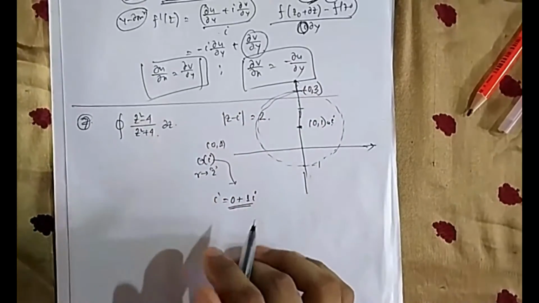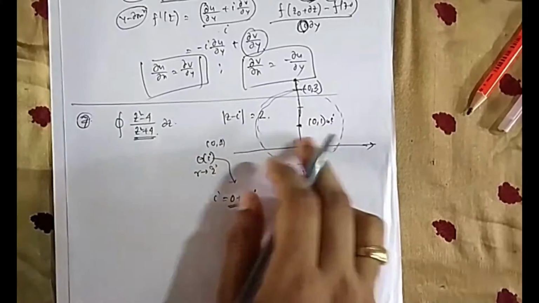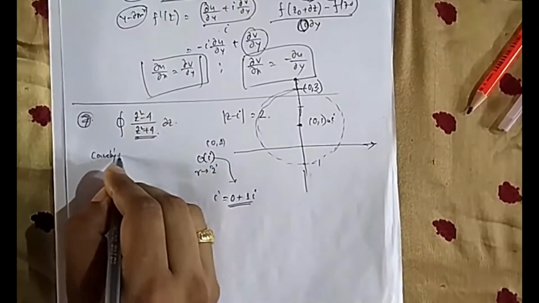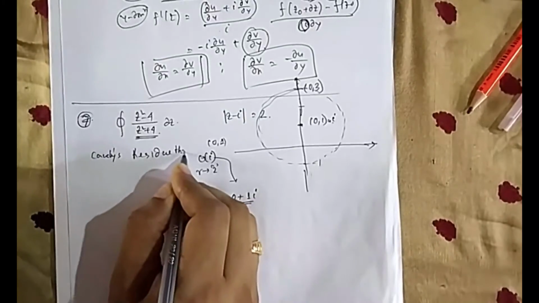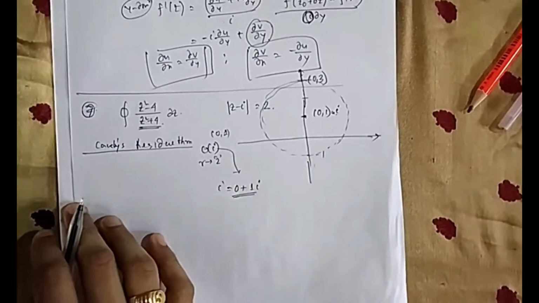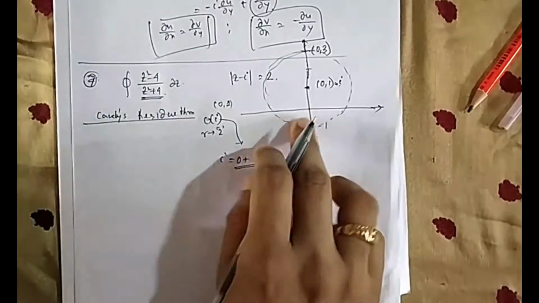This is the contour. Now we have to factorize it and see whether there are any poles. We will always try Cauchy's residue theorem first. If it fails, then we will see. So we will start with this. What is Cauchy's residue theorem? We have to see how many poles there are.